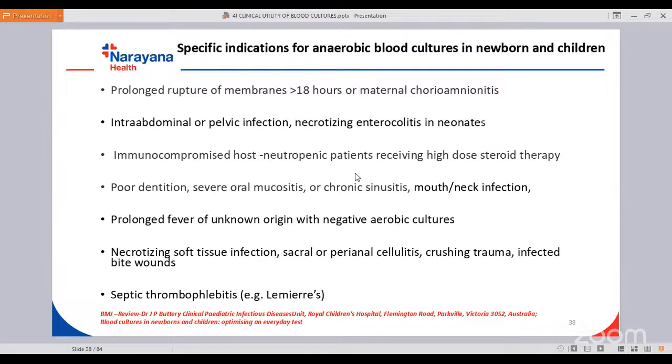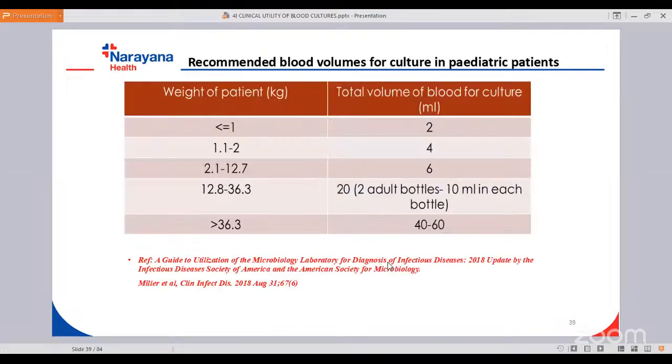These are the conditions in which you'll use anaerobic blood cultures in addition to aerobic: in newborn and children, if there is a PROM, prolonged rupture of membranes, if there's an intra-abdominal pelvic infection, your host is immunocompromised, you find that there is poor dentition and oral mucositis, or there is fever of unknown origin and you've already done aerobic cultures and they're negative, or you have infections where anaerobic infections are likely, like necrotizing soft tissue infection.